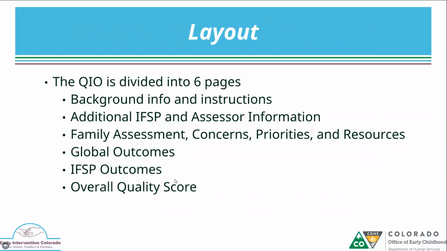So the QIO tool is divided into 6 pages. The first one is background info and instructions. We have IFSP and assessor information. And then the 3 scoring pages are the family assessment, concerns priorities, global outcomes, and IFSP outcomes. And then at the end of the tool, you'll have an overall quality score and recap page. So that'll include scoring for each of the 3 scoring pages, and then it will auto-calculate your overall quality score.